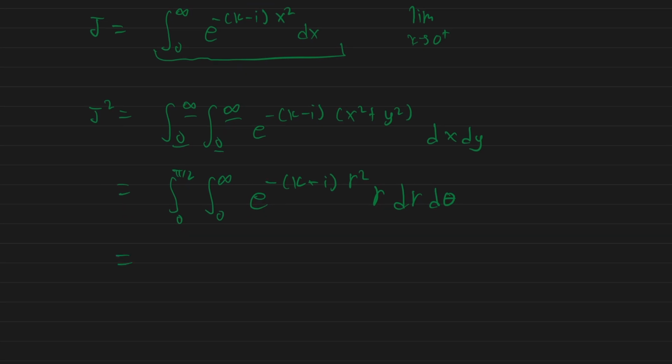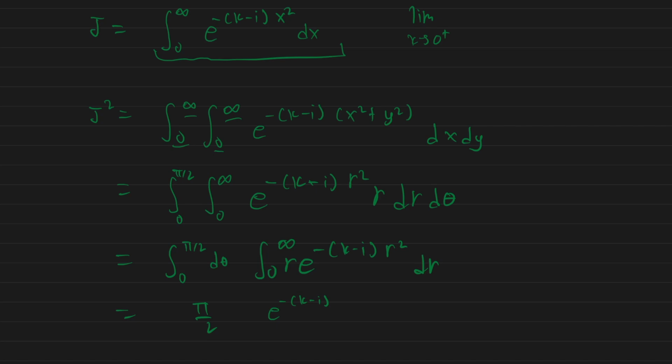So we now have this integral, and we can actually split it into two parts: the integral from 0 to pi over 2 d theta, times the integral from 0 to infinity of e to the negative (k minus i) r squared, times r dr. So the first part is going to give us pi over 2, right? And this integral can be solved by a pretty easy substitution. So let's just look at what we get.